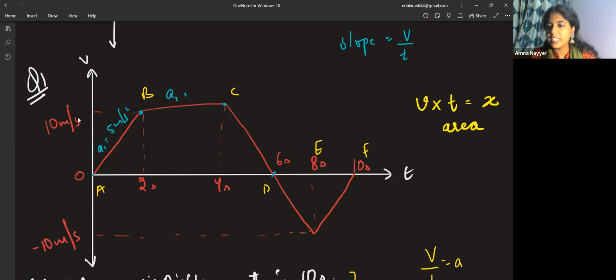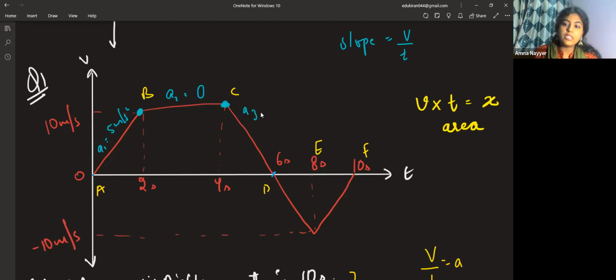The speed isn't changing. Here it was 10 meter per second, exactly at the same point. You are having the speed as 10 meter per second, so the speed isn't changing. When the speed doesn't change, it means acceleration is zero. Acceleration comes in your system when speed changes. So acceleration here is zero.